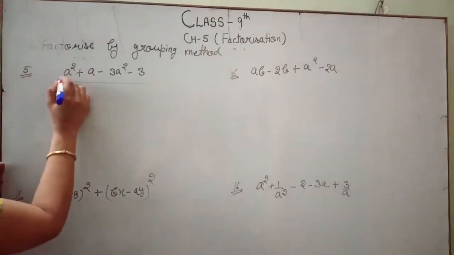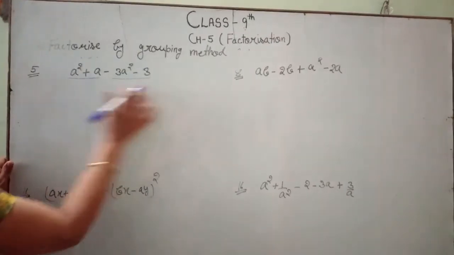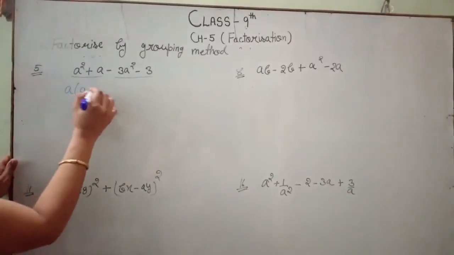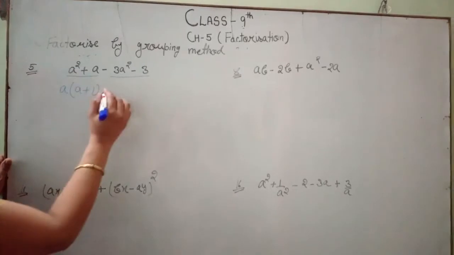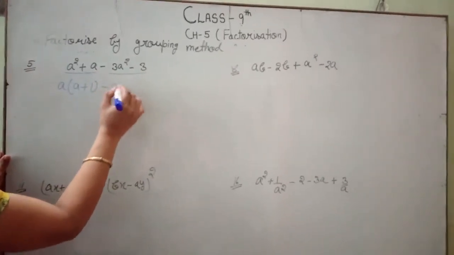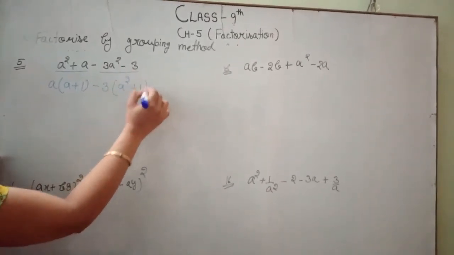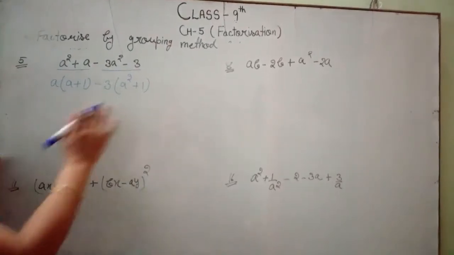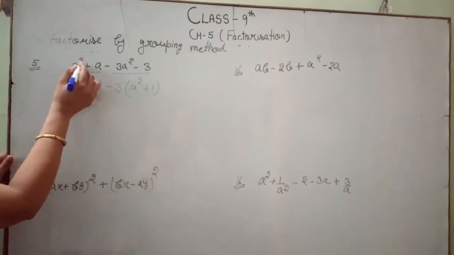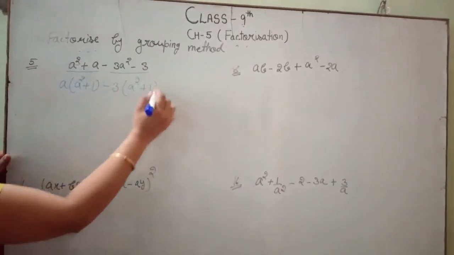Student, if we make a group of this and this, then in the first group there is a common, then we take common a, then a plus. Clear? Again minus. From the second group, minus 3 is common, then a square. If we take minus common, then there is a plus. Clear student? 3a square minus 3. Sorry, there is a cube. Then a square plus 1, minus 3 times a square plus 1.